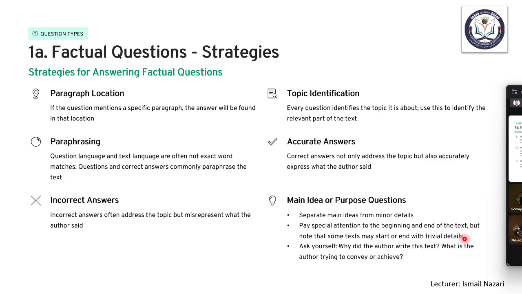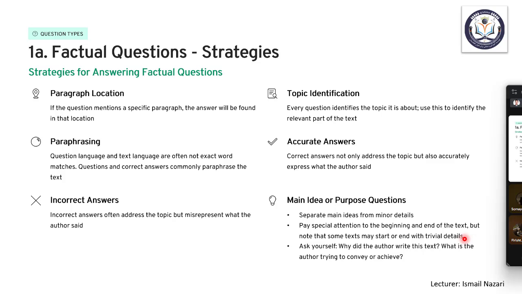Overall, to conclude, the factual information questions are questions that ask us what is being stated inside the text, and it asks those details, facts, statistics, quotations, general statements about a topic. It asks that specific information. In order to answer, first we have to find out the location of the answer. Which paragraph should we look?